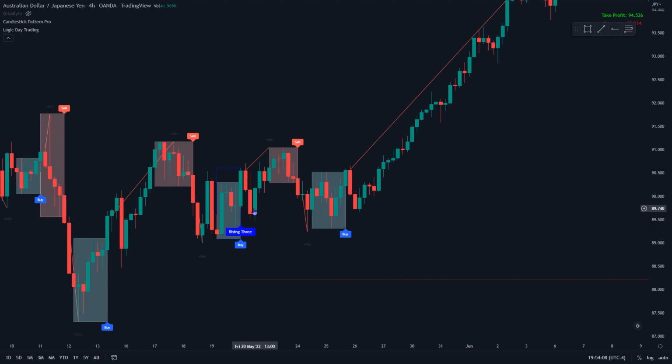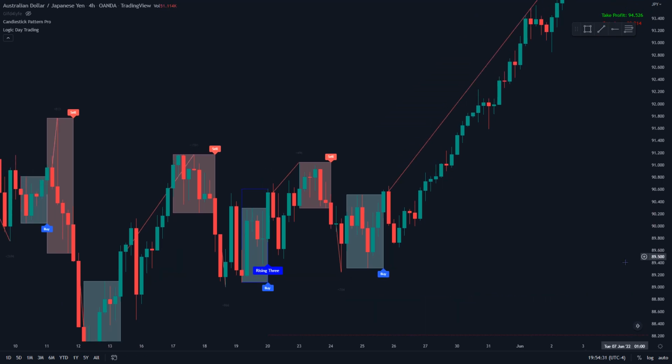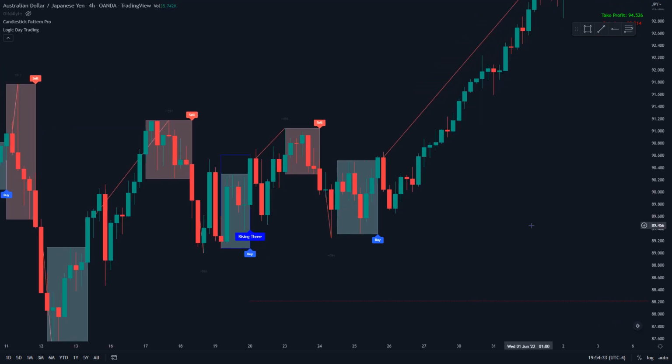And we've got the rising 3 pattern showing up right here. Not just showing up in a random spot, but it is showing up in the same place that the logic day trading is telling us to buy from. One of the best things I like to use logic day trading for is finding valid supply and demand zones to trade from.